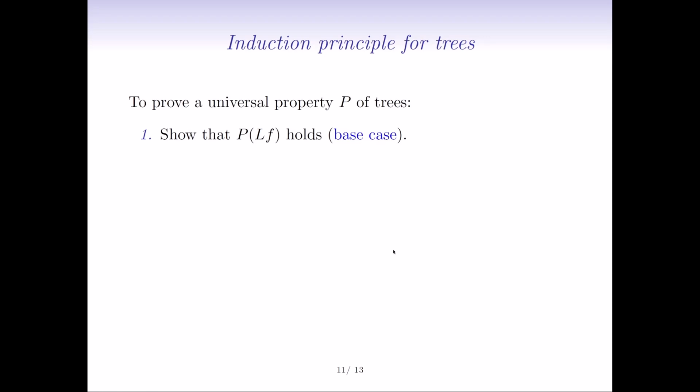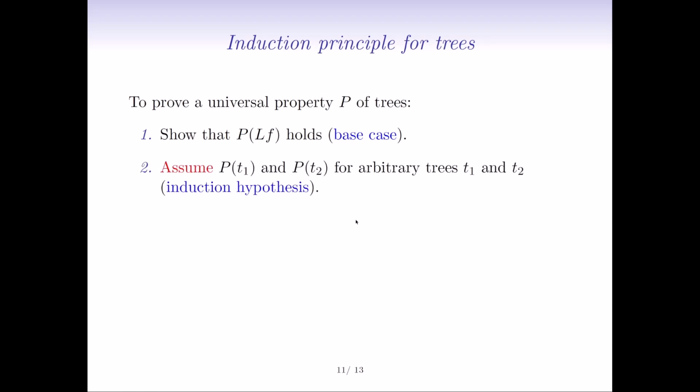So to show that P holds of all trees, first of all, we have to show that it holds of a leaf, LF, that's the base case of the induction here. As my induction hypothesis, because branches are built from two subtrees and not just one tail list or one preceding number, I'm going to assume that P holds for two trees, T1 and T2, and you can think of these as going to be the left and right subtrees of a branch.